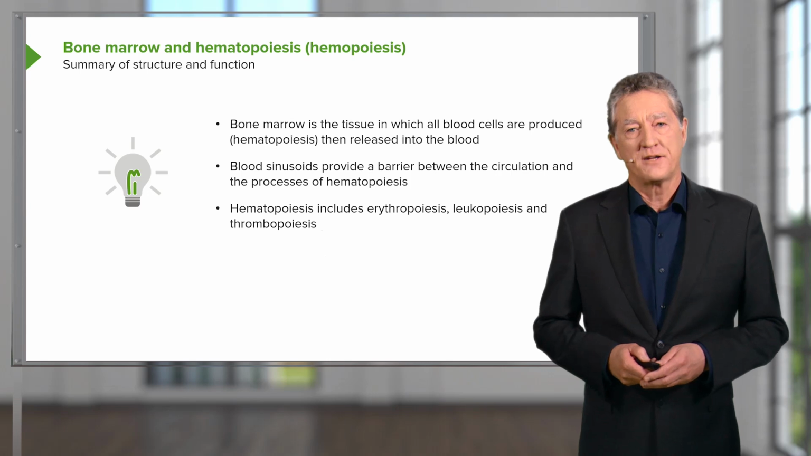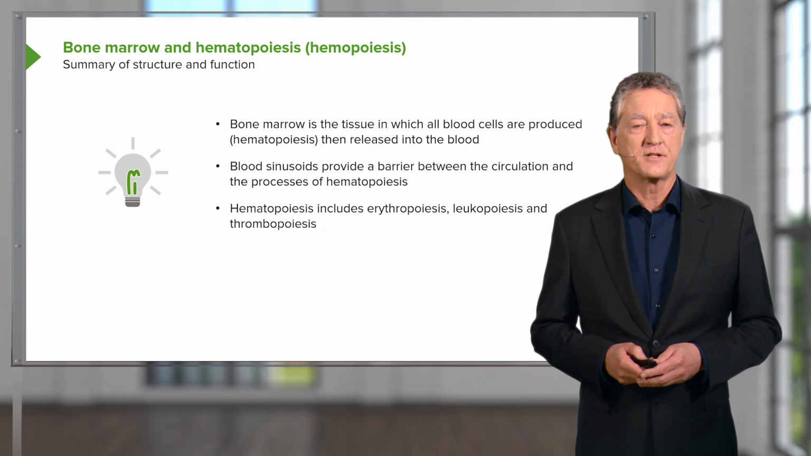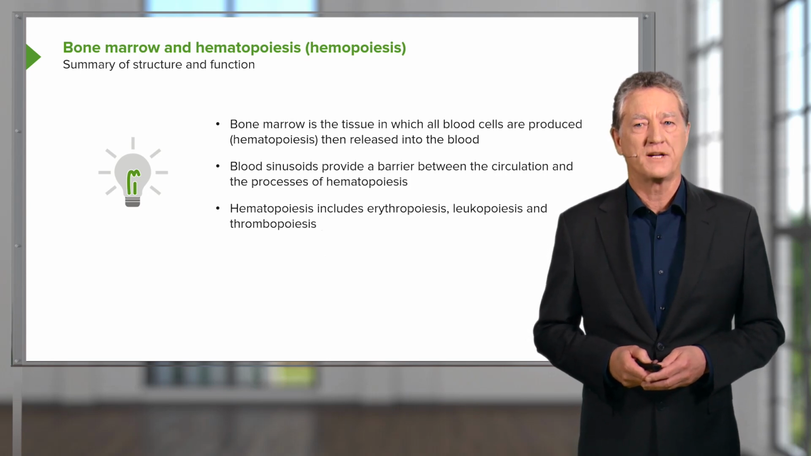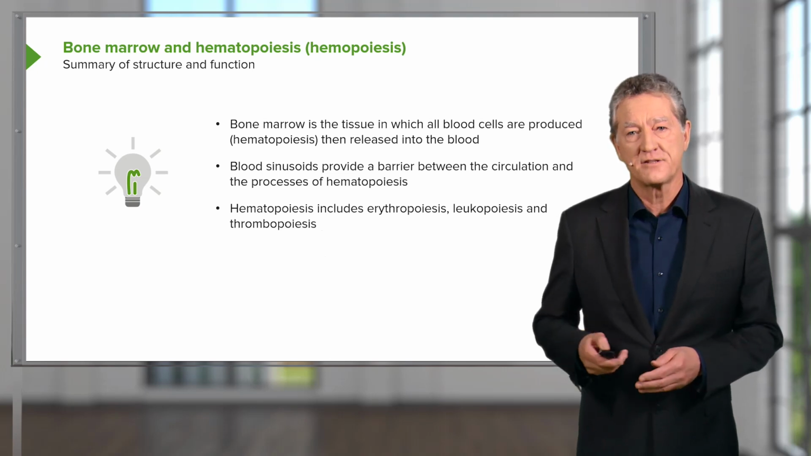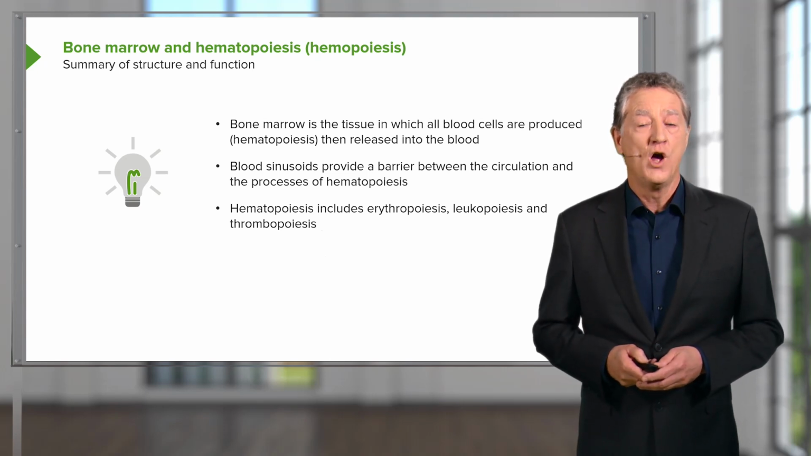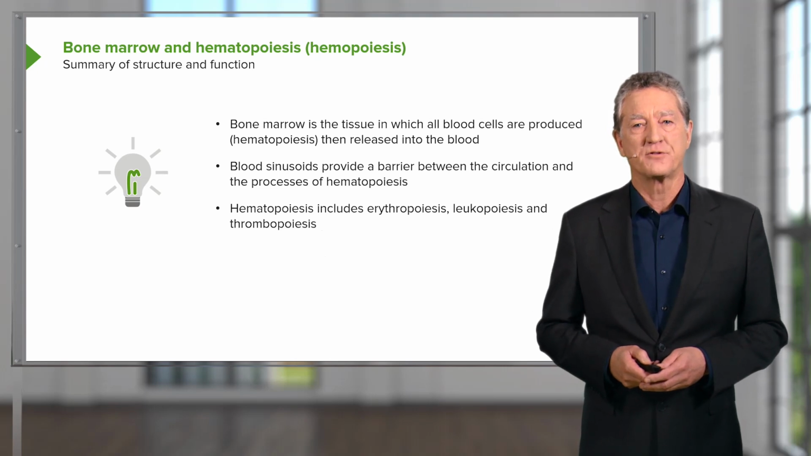Now, bone marrow has a number of functions. It's an enormous tissue. It is important to give rise to all the blood cells. It produces all the blood cells and then releases those blood cells into the blood once they're in a mature functional form.